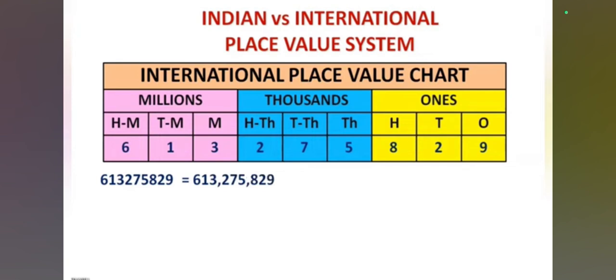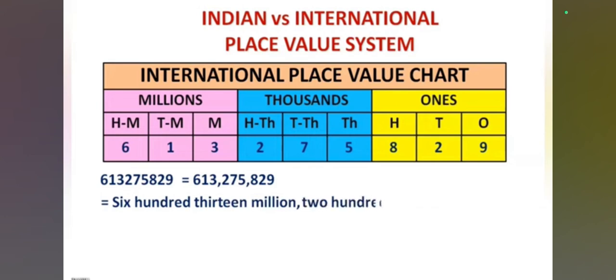Okay, now let us name this according to periods. As 613 is in millions period, it is 613 million. 275 is in thousands period, so it is 275,000. And 829 is in ones period, so 829.